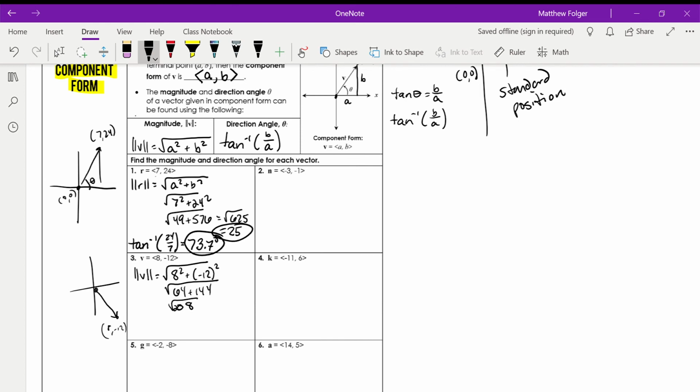So we could either leave it as square root of 208. We could reduce it. That one does reduce. 208, you can put 16. Yeah, 16 and 13. So it'll be 4 radical 13 is the magnitude. If it said to round to the nearest tenth, you could just type it in. You know, those are all fine.